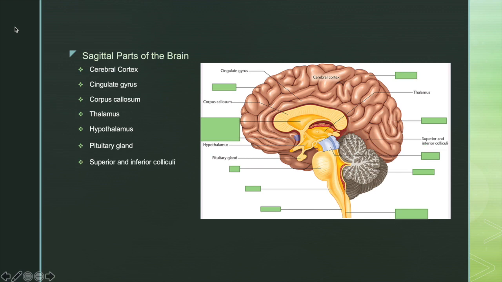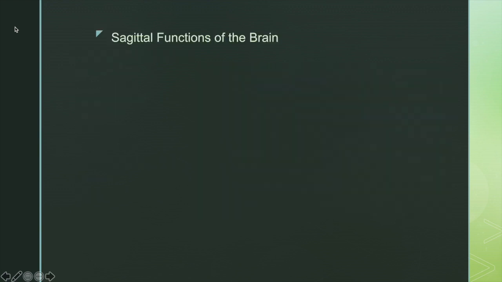Here we have the superior and inferior colliculi, major parts of the midbrain. That's the midbrain. Then the cerebellum, the pons, another hindbrain structure, the medulla, and finally the spinal cord. Now we can discuss what function each of these parts serve.